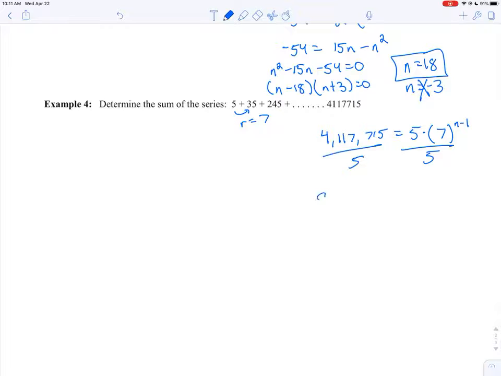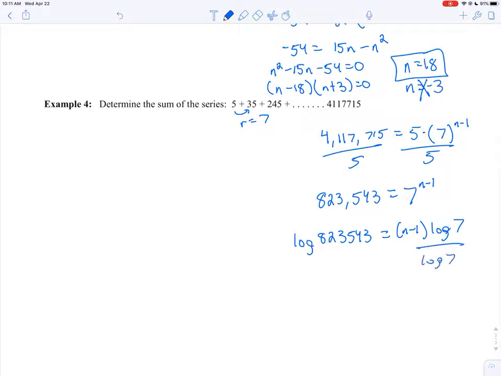So I got, let's see, 823,543 equals 7 to the n minus 1. All right, really bringing a lot of what we've learned recently together on this problem. We have an exponent as our unknown, right? If we're trying to get that exponent down, we need to take the log of each side. So if we take the log of 823,543 equals, all in one step, I'm going to bring down the n minus 1 log 7, right? That's the reason we took the log of each side, because we can bring that down.